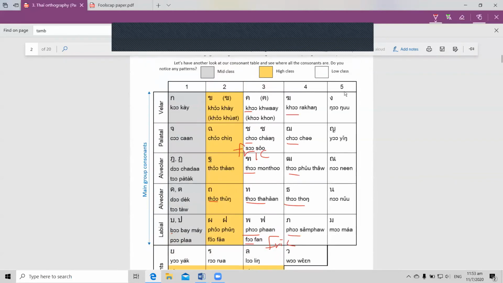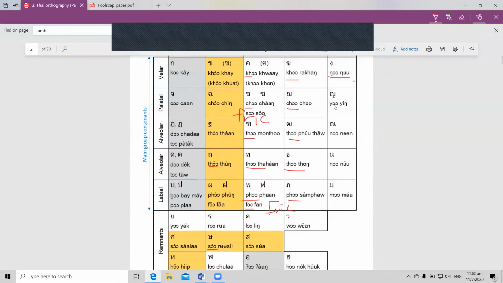What about column 5? We have the nasals, ngor. This is a glide. We have a gnaw here, gnaw and a maw, right? We also have the haw here for the low class consonants. As well as the liquids and glides over here: yaw, raw, law, war, and another law over here. Correct.